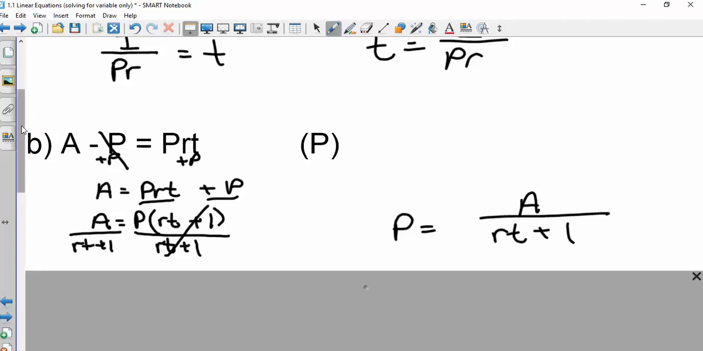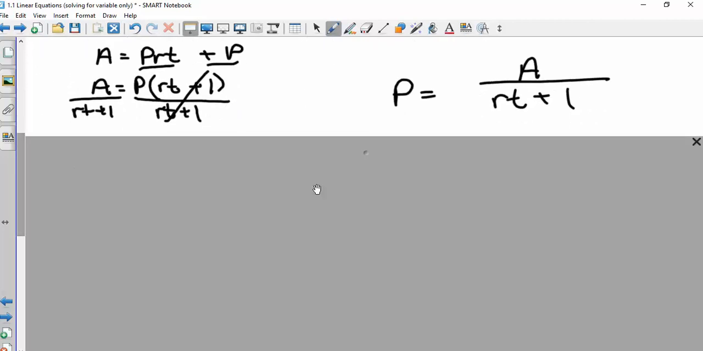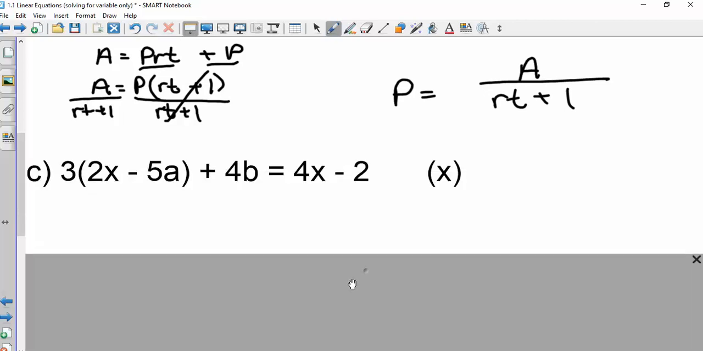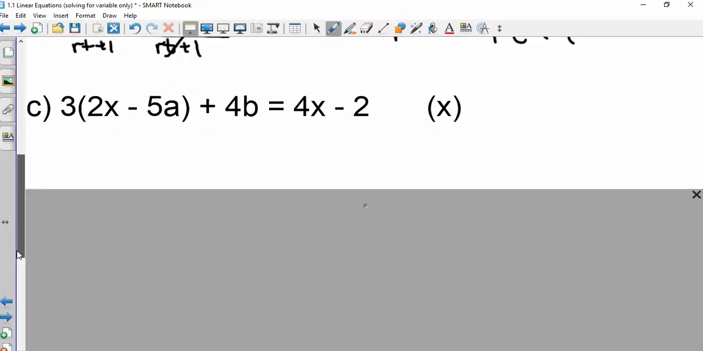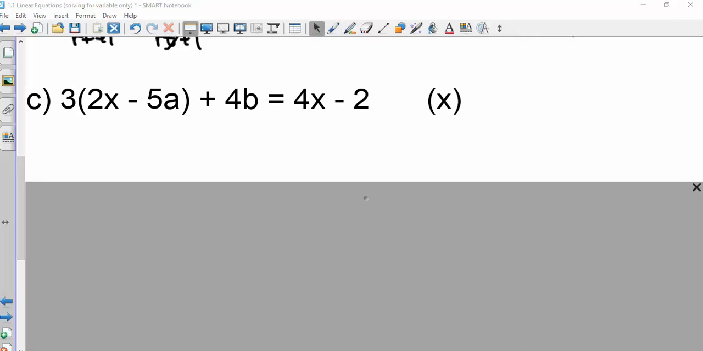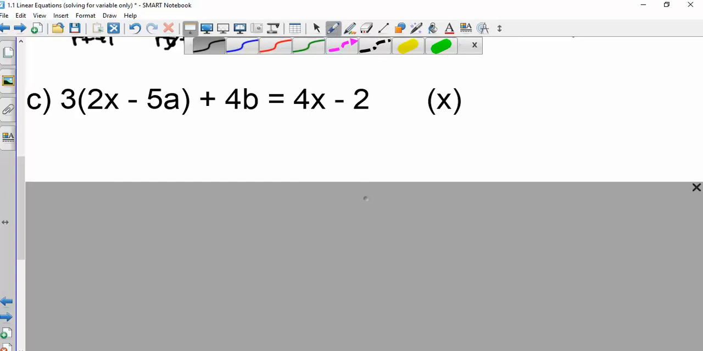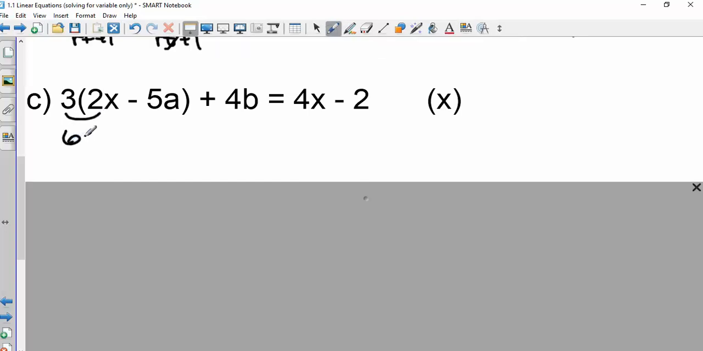All right. I want you guys to try one. I want you to solve this for x. So get the x by itself. I saw a lot of people that started with this. What do I need to do with my 3? Distribute. So that becomes a 6x minus 15a.